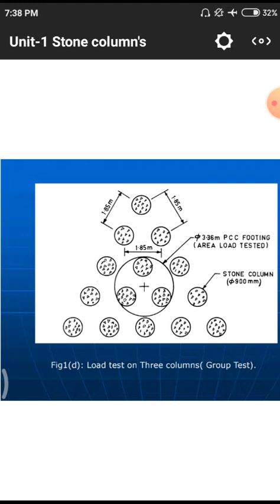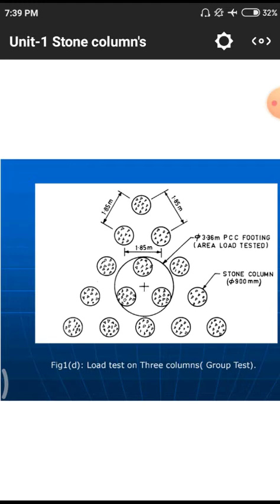They ascend from one end to the other. The minimum diameter of the stone column here is 900 mm, that is 90 centimeters, nearly 3 feet. The PCC footing load area is 3.36 in diameter.